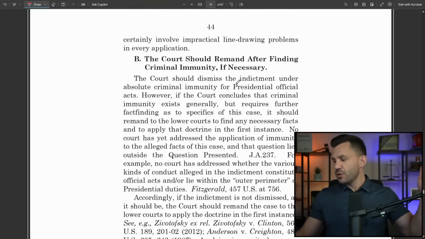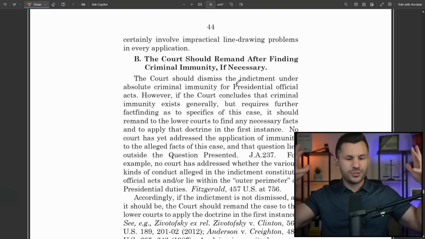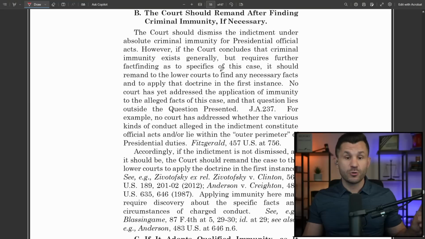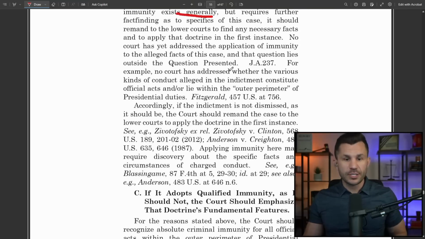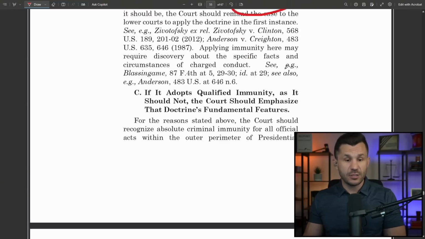Okay, so if Trump doesn't win on absolute immunity, they're talking about other potential theses, but either way, the court should remand this case if necessary. The court should dismiss the indictment, but if the court concludes that criminal immunity exists generally, but you require further fact-finding, send this back down. No court has addressed the application of immunity to the facts of this case, and so if the indictment is not dismissed, send it back down to Chutkan's courtroom.